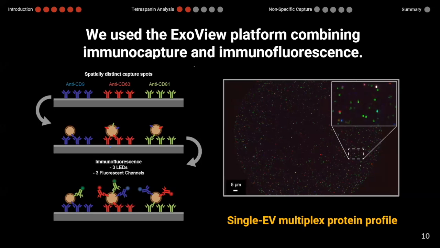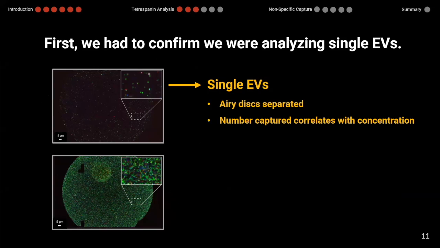However, the first thing that we needed to do was confirm that we were in fact looking at these single EVs. What I mean by this is each of these individual spots is diffraction limited, so the actual signal of fluorescence is much larger than the actual EV itself. So we need to confirm that these airy disks of this fluorescent intensity are completely separated. This would allow us to say that the number captured actually correlates with the concentration of these different subpopulations.